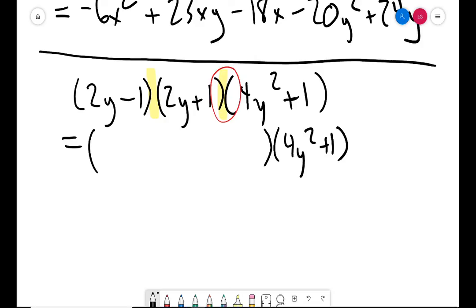Okay, 2y times 2y, that's 4y squared. 2y times 1, that's plus 2y. Negative 1 times 2y, minus 2y. Negative 1 times positive 1, minus 1.